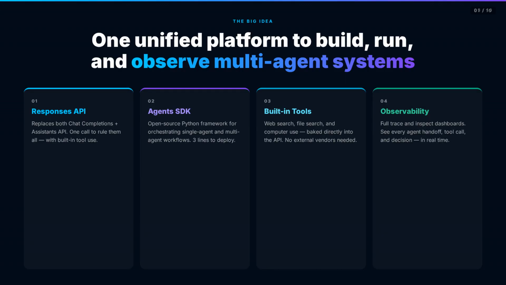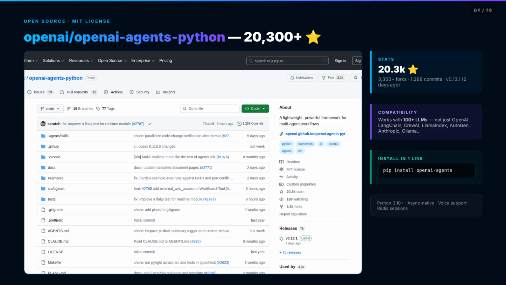OpenAI's answer is a complete rethink. One unified platform, 4 building blocks: the Responses API that replaces both older APIs, an open-source agents SDK for orchestrating workflows, 3 powerful built-in tools, and a live observability dashboard so you can watch every single decision your agents make in real time. The SDK dropped on GitHub and the community immediately took notice.